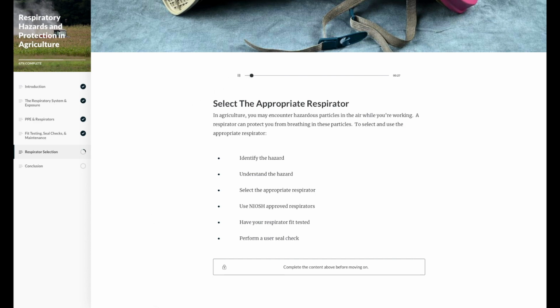In agriculture, you may encounter hazardous particles in the air while you're working. A respirator can protect you from breathing in these particles. To select and use the appropriate respirator, identify the hazard. Understand the hazard. Select the appropriate respirator. Use NIOSH-approved respirators. Have your respirator fit tested. Perform a user seal check.